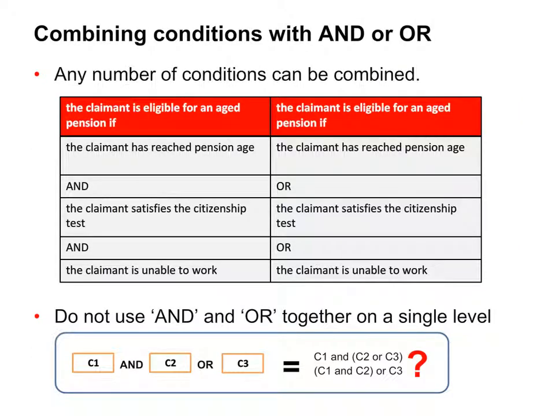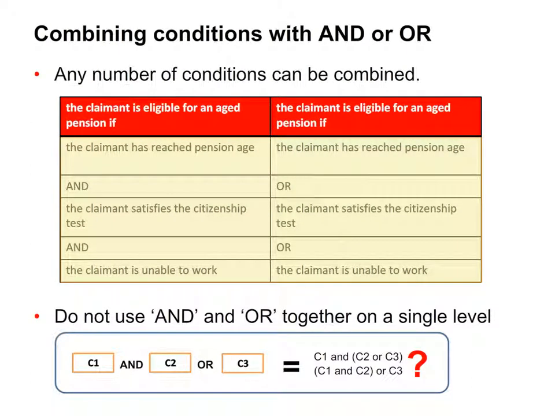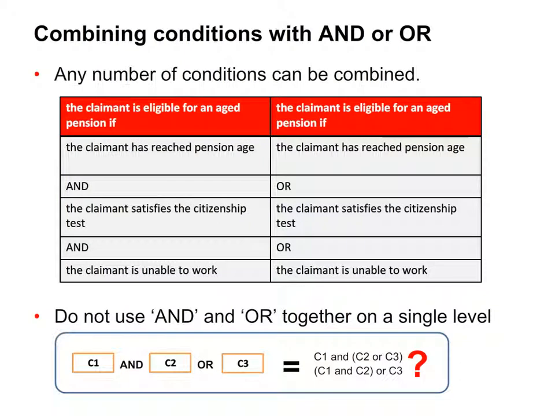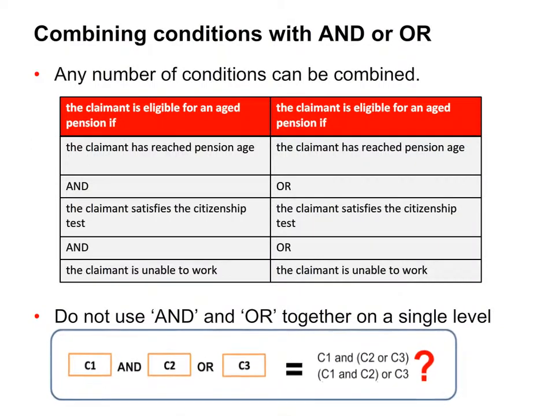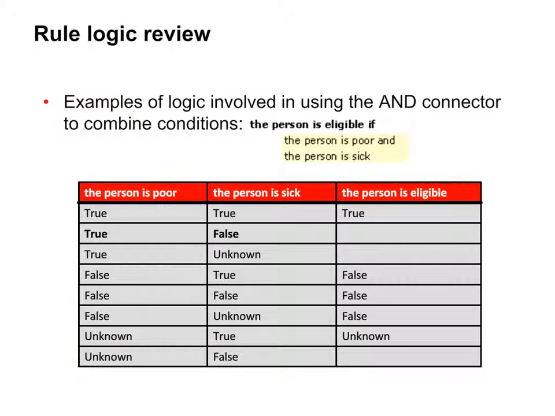Conditions can be combined using the AND or OR logical connectors. As you can see, logical connectors are not limited to combining just two conditions. In fact, there is no limit to the number of conditions that can be combined. Note that any set of combined conditions must be consistently connected by either AND or OR. Mixing these two connectors in a single set will result in ambiguity in the logic. Now let's look at a few examples of using connectors.